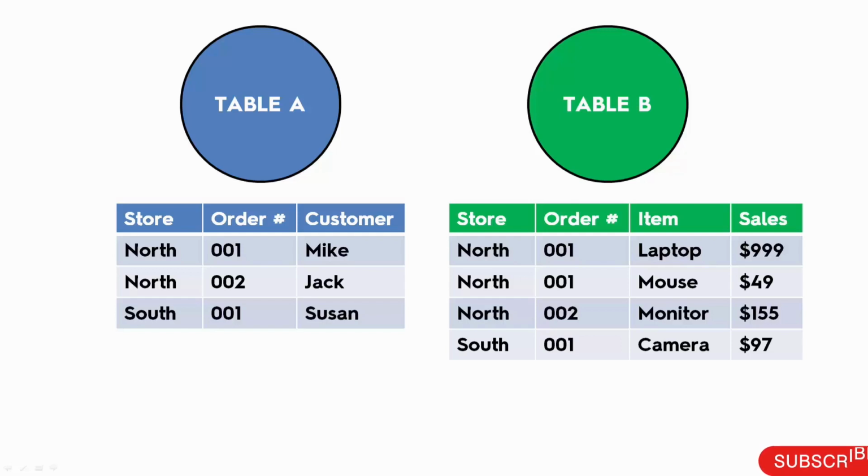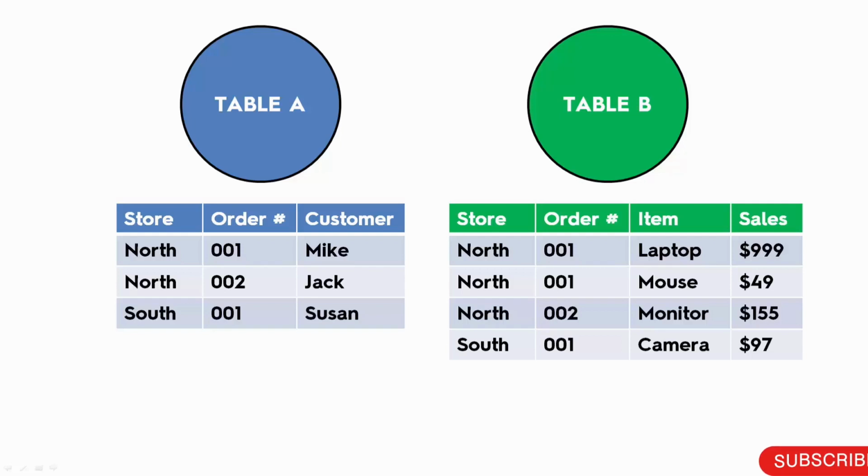Table B lists the itemized description of those orders. So we've also got the store location, we've got the order number, and we've got the item within that order and the sale made on that item. So here you can see right away that order number 1 in the Northern store had 2 items sold, a laptop and a mouse. Order number 2 had 1 item, which was the monitor, and order number 1 in the Southern store had only 1 item, which was a camera.